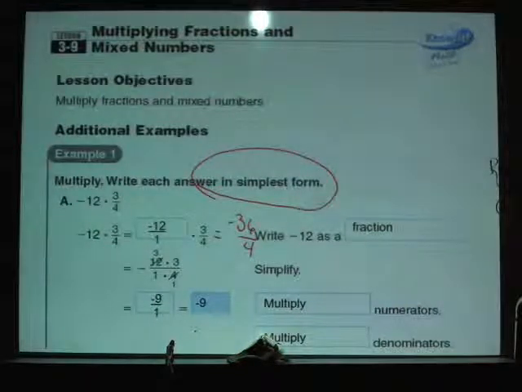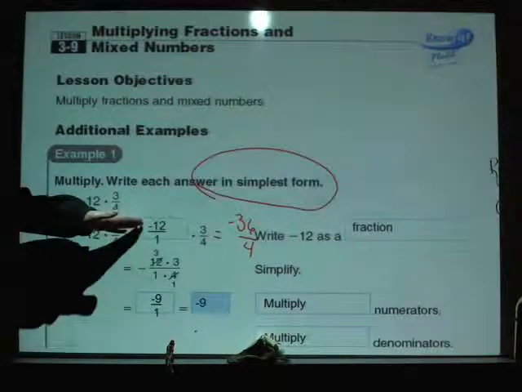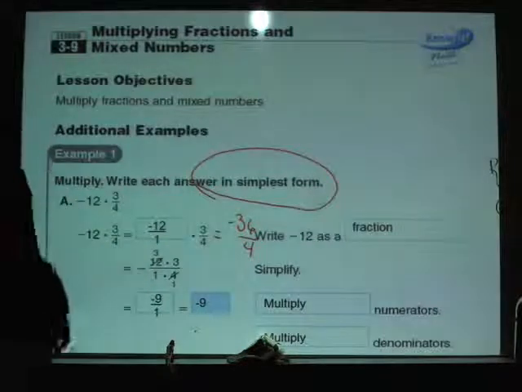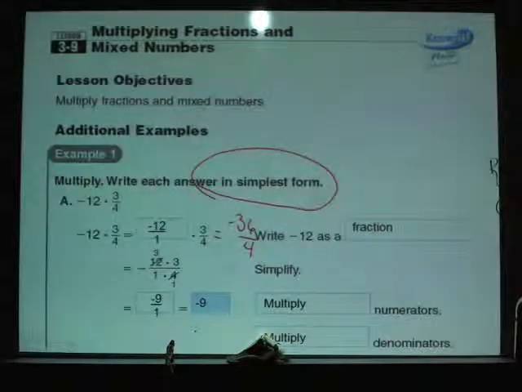It does not matter which approach you take. If you multiply and then reduce, or reduce and then finish that multiplication, it's really just a matter of personal preference.